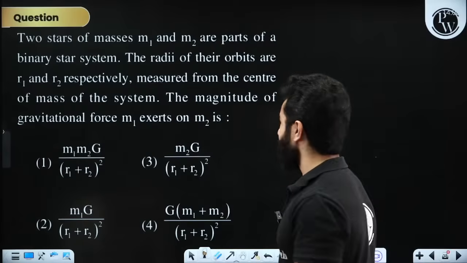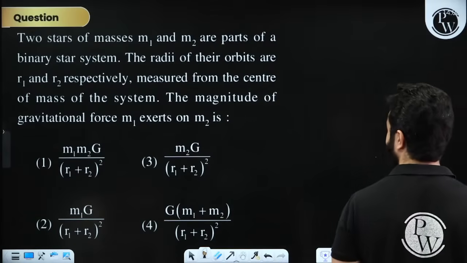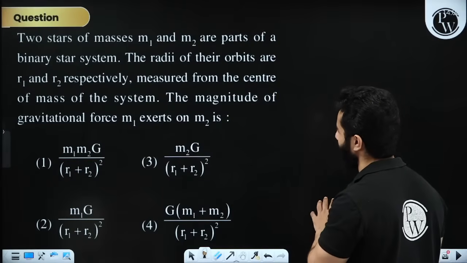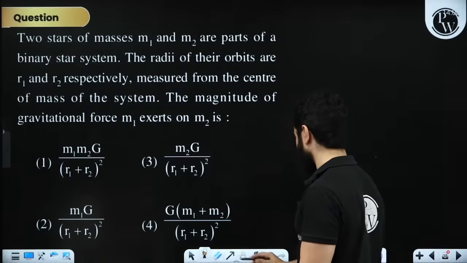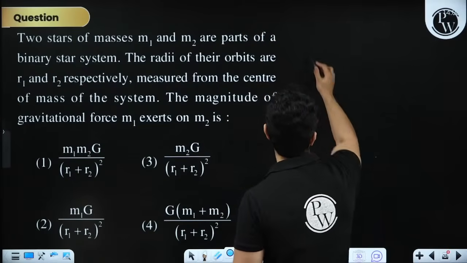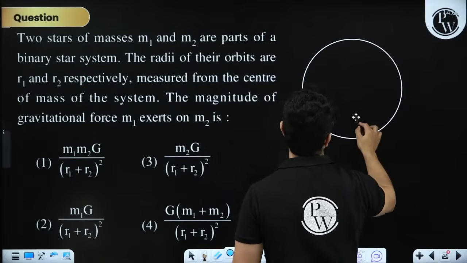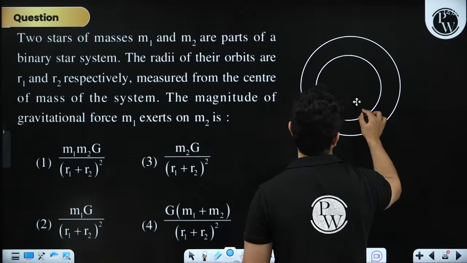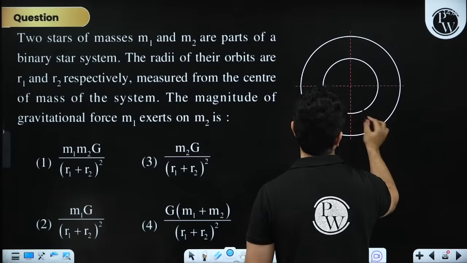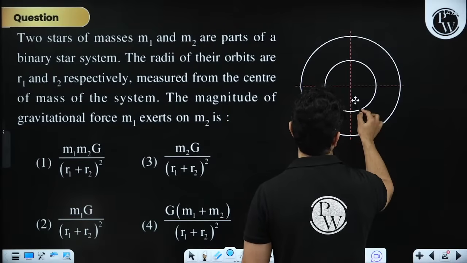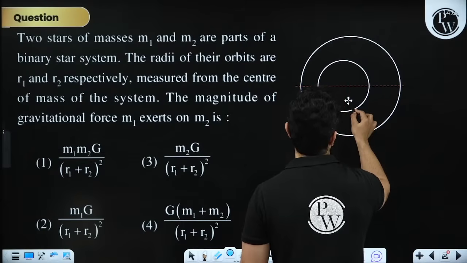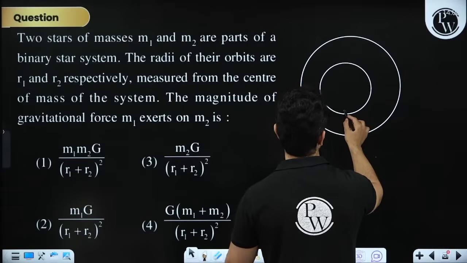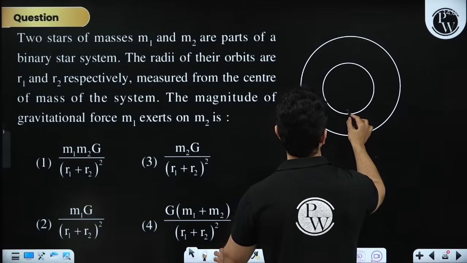Two stars of masses m1 and m2 are parts of a binary star system. The radii of their orbits are r1 and r2 respectively, measured from the center of mass of the system. Please see. Let's suppose this is the orbit of one star and this is the orbit of the second star. Pay attention. And their common center is somewhere over here.